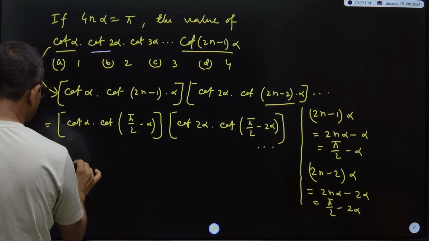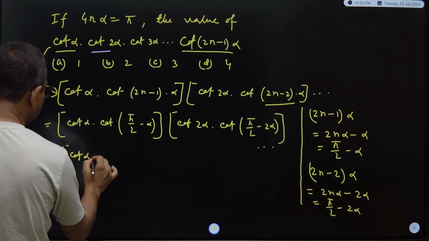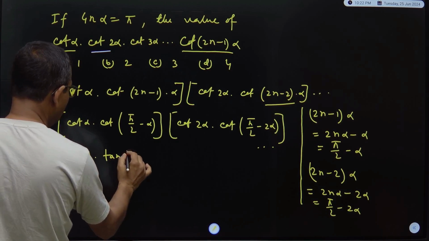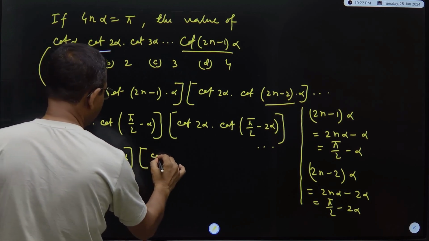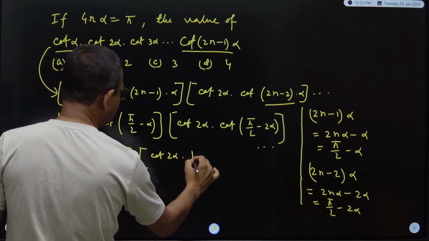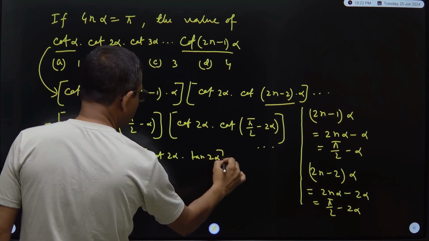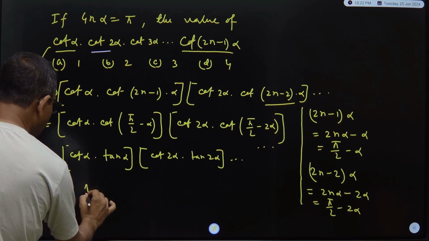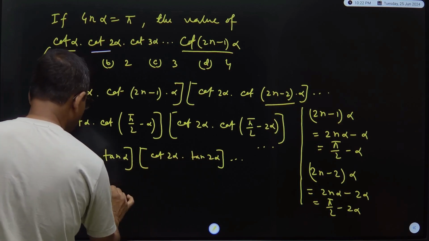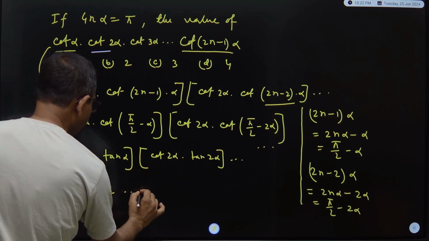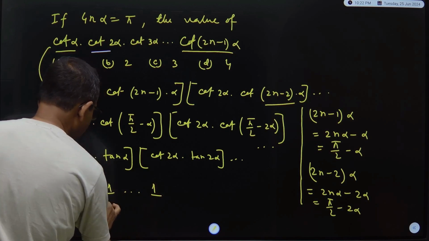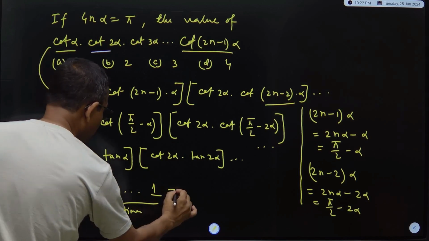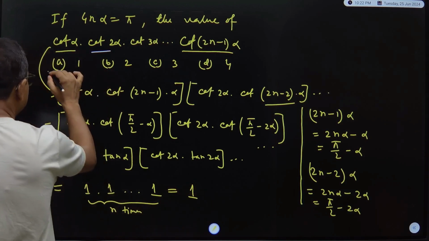So we get cot alpha into cot of pi by 2 minus alpha, that is tan alpha, and cot 2 alpha into tan 2 alpha, dot dot. So we get cot alpha into tan alpha 1 and cot 2 alpha into tan 2 alpha, that is also 1. In this way we get n times 1, n times, and the product is 1, so A is the right answer.